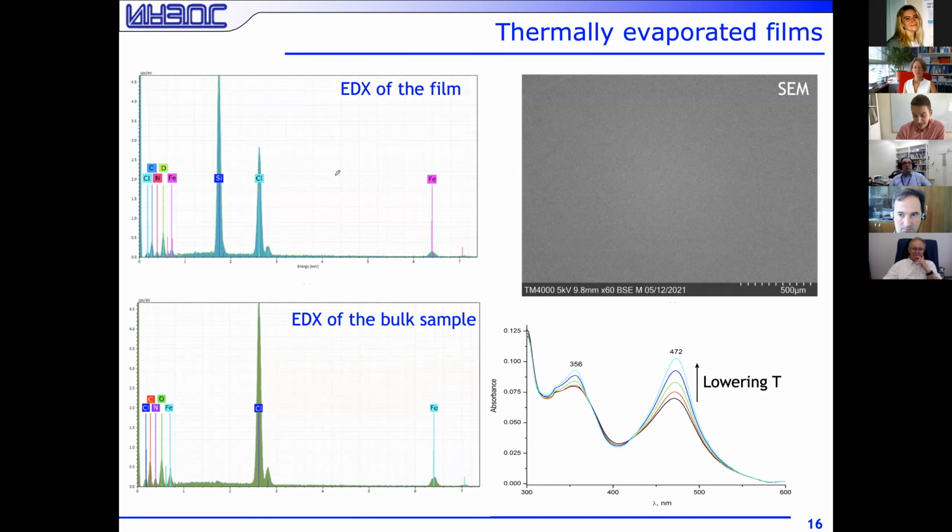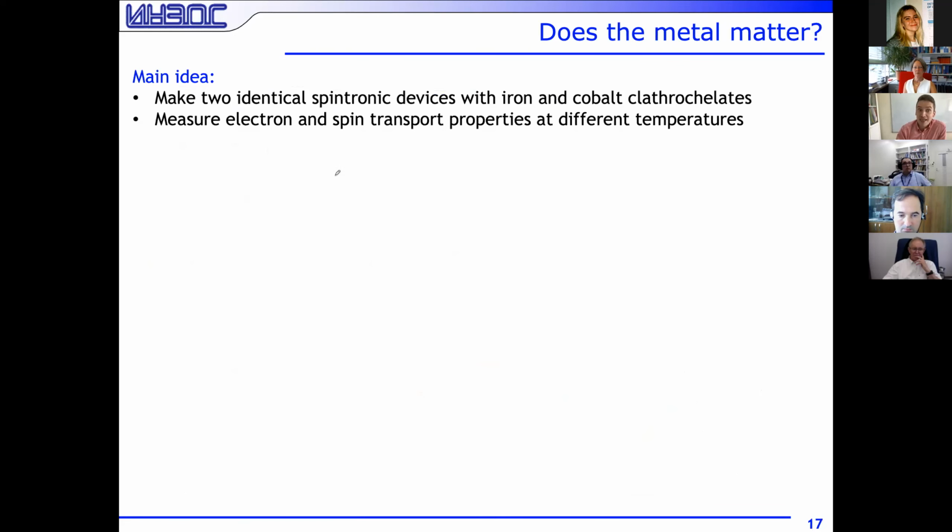out of Clathrochelates. So the main idea was, let's make exactly the same 2 spintronic devices with different Clathrochelates of the same structure, but with iron and with cobalt. One would be diamagnetic over all temperatures, the second would be paramagnetic at all temperatures, and additionally have a spin transition. And let's measure electron and transport properties at different temperatures. So here we would have 2 possible ways to approach this task.